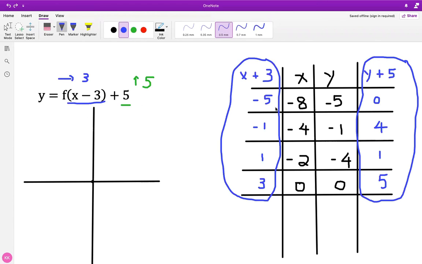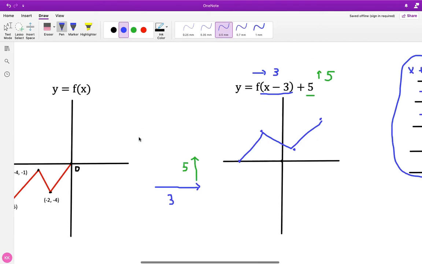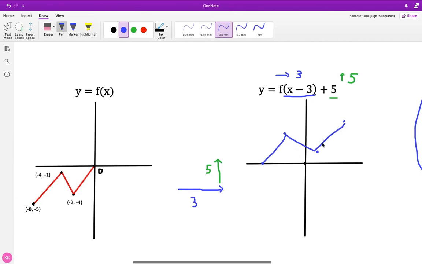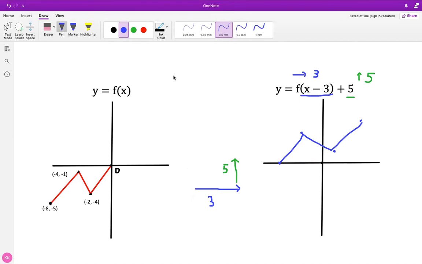If I plot these points in the diagram below, I have finished this question. Let's do this together. The first point, negative 5, 0, is approximately at this point right here. Negative 1, 4 is about this point. 1, 1 is about this point, and 3, 5 is about this point. Then I just need to connect the points, and I've finished this question. This is the original function, and this is what the new function looks like. I hope this video is helpful for you guys.